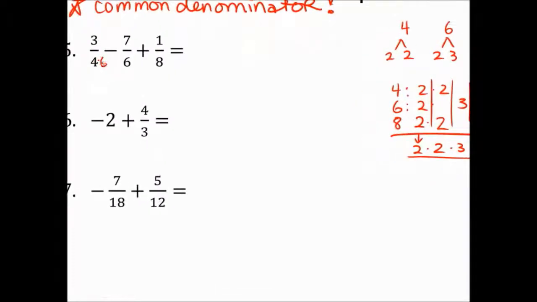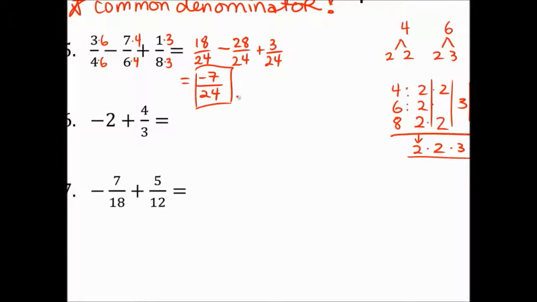So 4 times 6 times 6 will give us 24. 6 times 4 times 4 give us 24. 8 times 3 times 3. That gives us 18 over 24 minus 28 over 24 plus 3 over 24. Now we can just combine our numerators. So 18 minus 28 plus 3 gives us negative 7. Oops, that was supposed to be a 24 there. Sorry about that. Negative 7 over 24. You can also look to see if there's anything to simplify here, but there isn't.